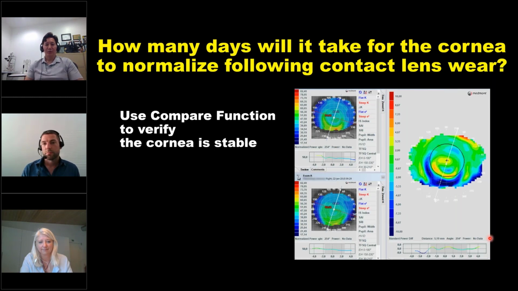Nikki, was this what you were saying, that to do a subtraction map between 2 periods? Could you take us through how the subtraction map works and how you would use it to verify the cornea is stable?